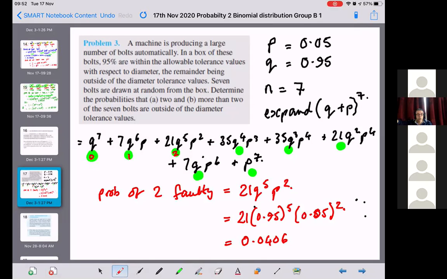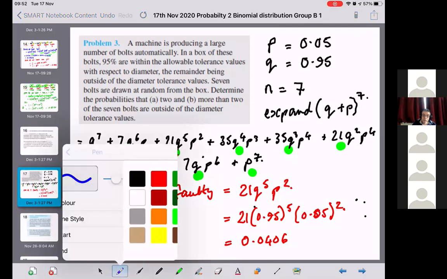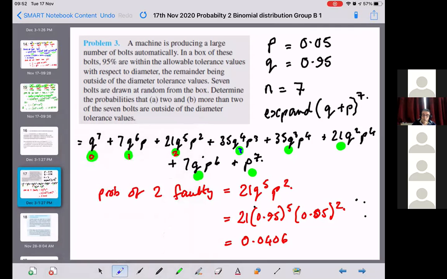Okay. So how can we find out, part B, the probability that more than 2 of the 7 bolts are outside the diameter tolerance values? Wouldn't you have to do the 3rd term plus the 4th term plus the 5th, etc.? That's one way. So we could add up all of these terms: 3 faulty, 4 faulty, 5 faulty, 6 faulty, all 7 faulty. Or you could do the opposite and take it away.